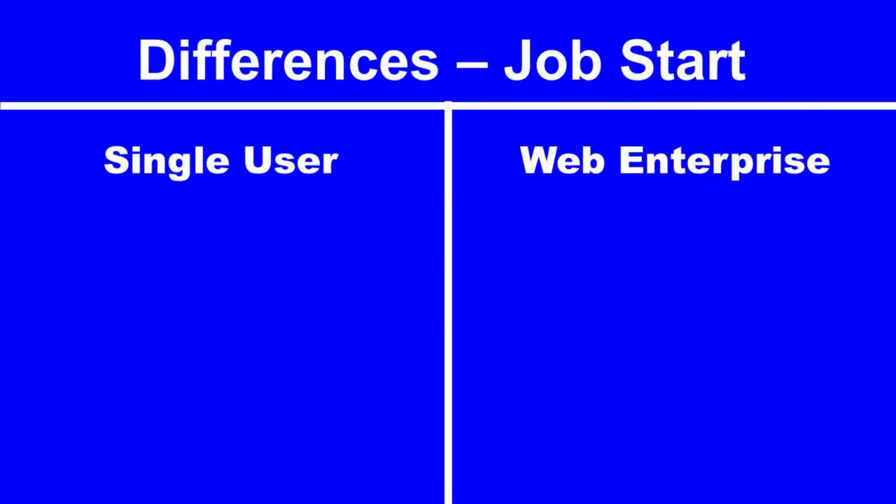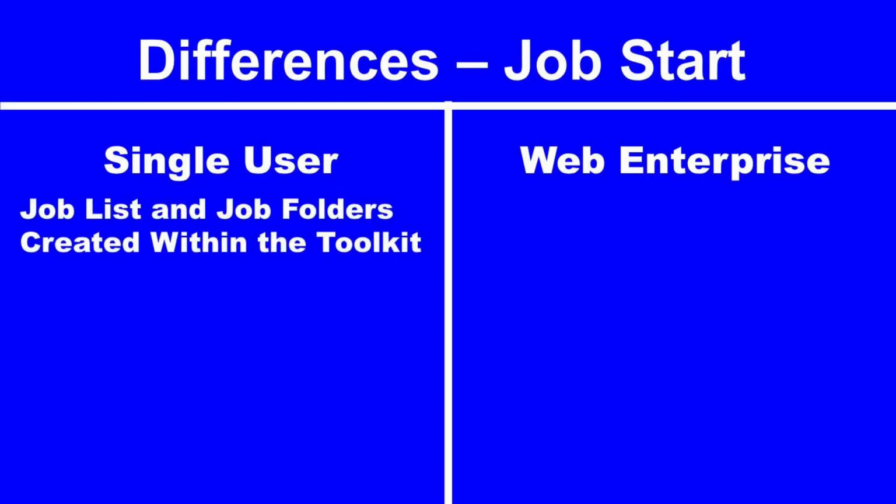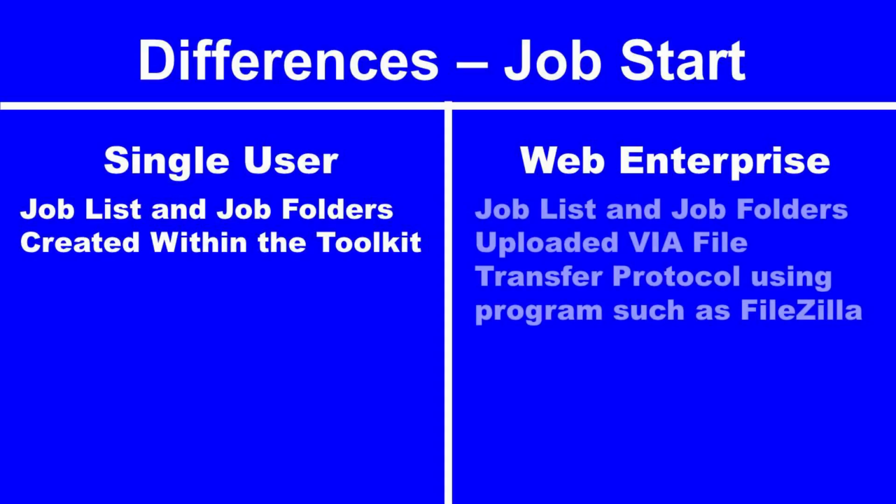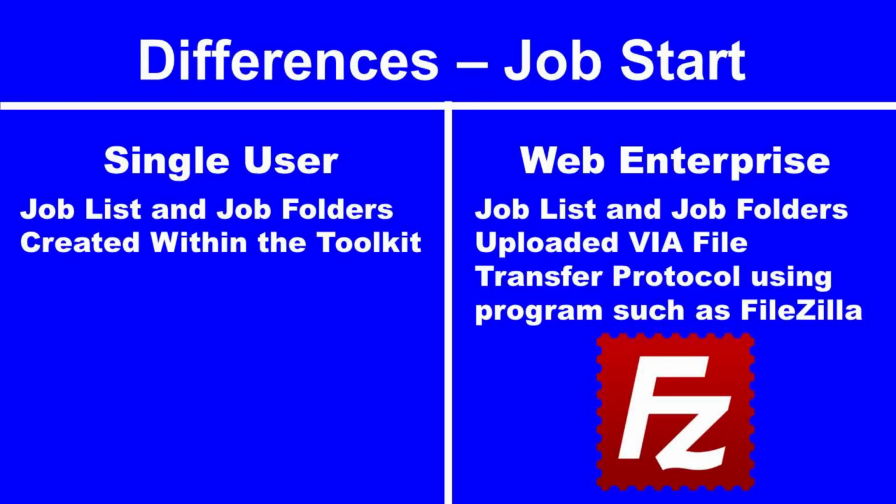There is a significant difference between the two versions in how job analysis is started. With the single user version, the job list and individual job folders are created within the toolkit by the instructional designer. With the Web Enterprise version, the job list and job folders must be uploaded via file transfer protocol using an external program such as FileZilla.